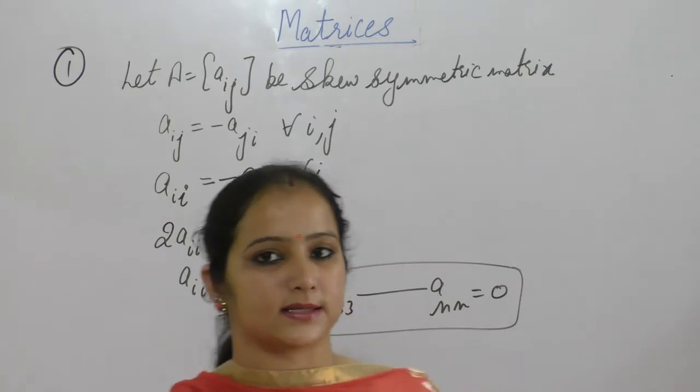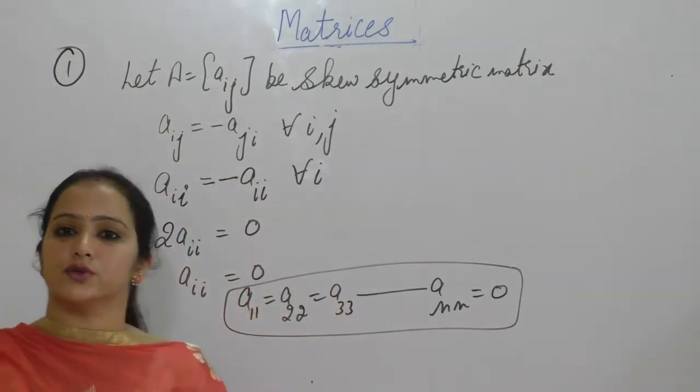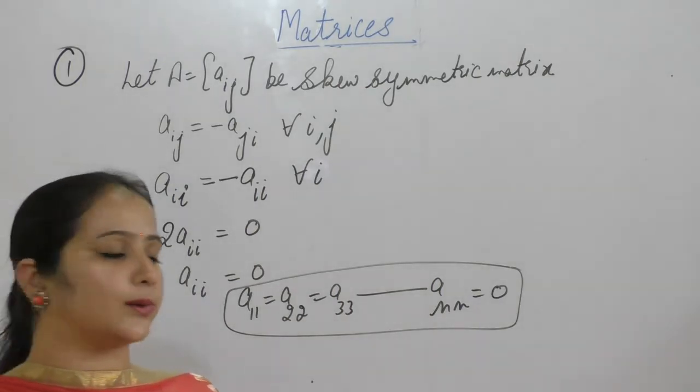of the matrix. So all the diagonal elements of a skew symmetric matrix are 0.